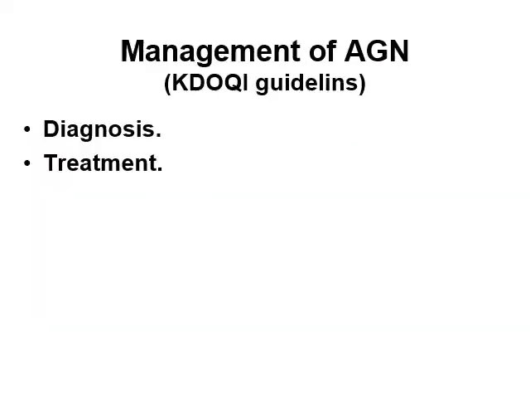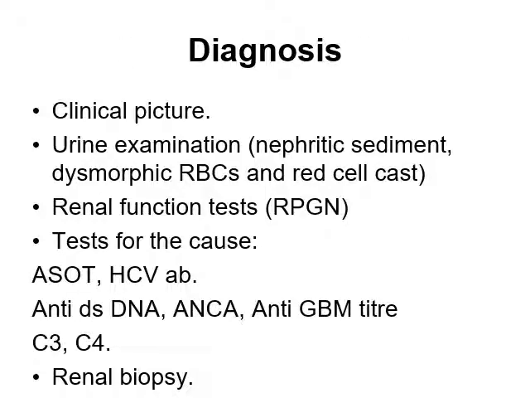What will be the management of acute GN? The management entails diagnosis and treatment. Diagnosis is by the clinical picture, as we just mentioned. By urine examination, you will see the nephritic sediment, dysmorphic RBCs, and red blood cell casts. You will find renal function deterioration in RPGN. You will test for the cause, so as to know the original cause and treat the cause first.